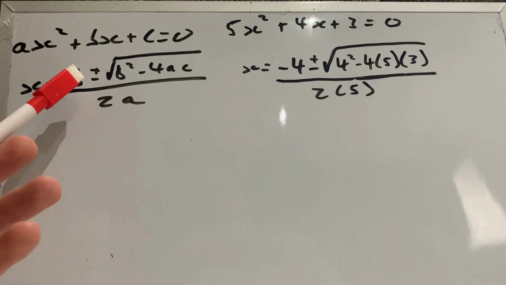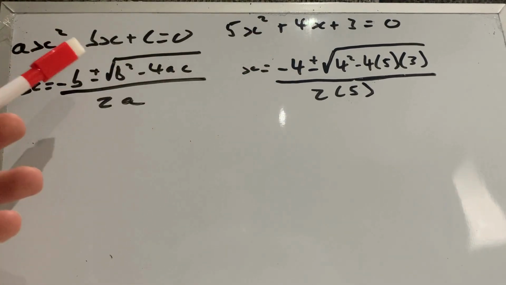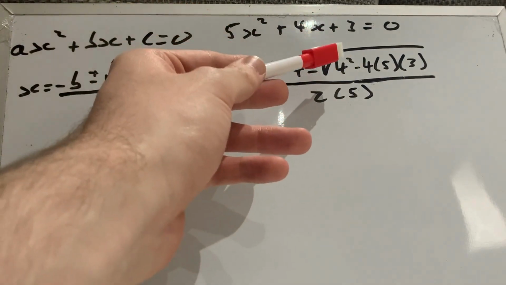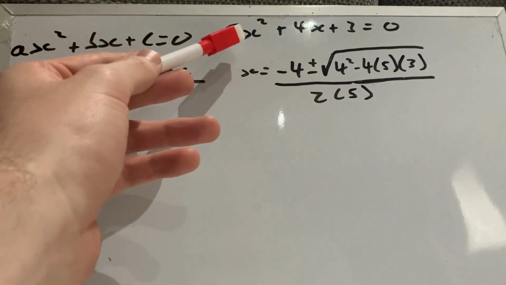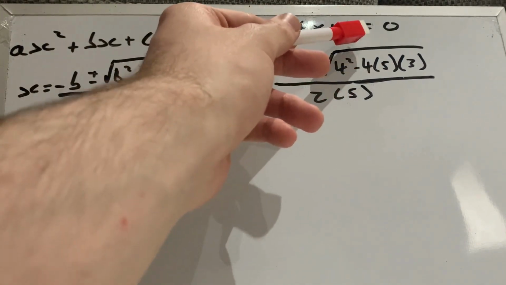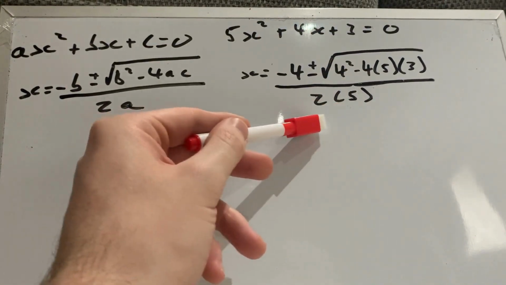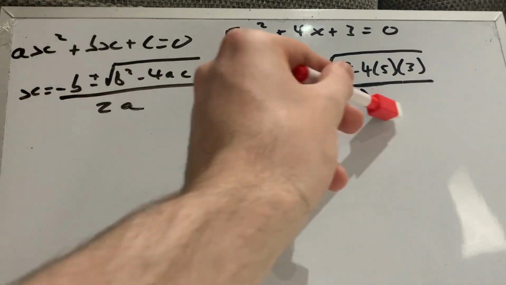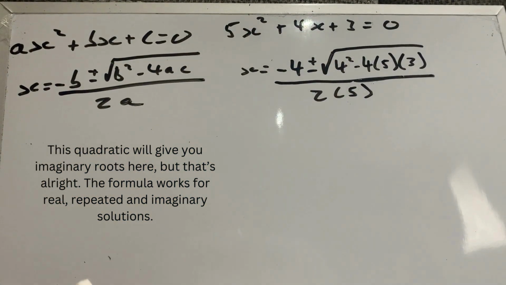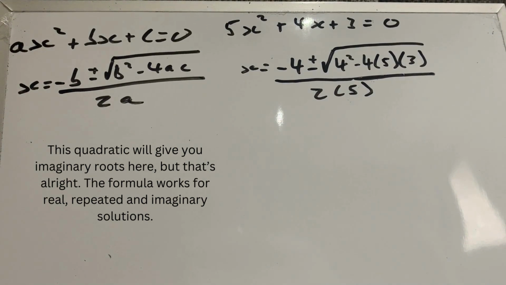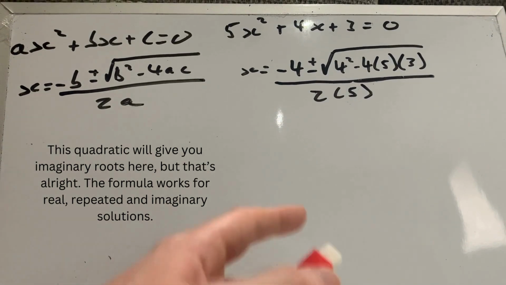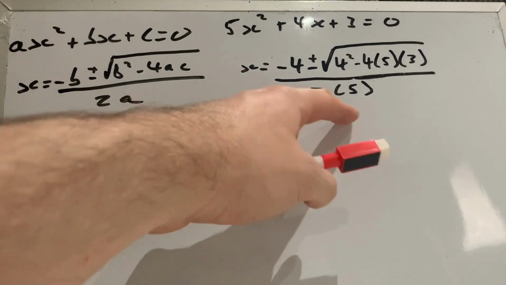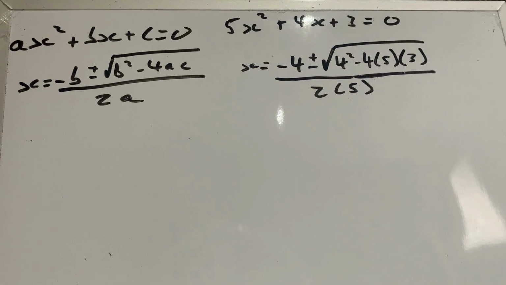Okay? Negative b, that's negative 4, plus or minus the square root of b squared, which is 4 squared, minus 4 times a, which is 5, times c, which is 3, all over 2a, so 2 times 5. And that is your answer. Okay, it's ugly, but technically that is the answer. Often, obviously, your teacher's going to want you to simplify that a little bit, but you could just leave it as that, and that is the right answer.